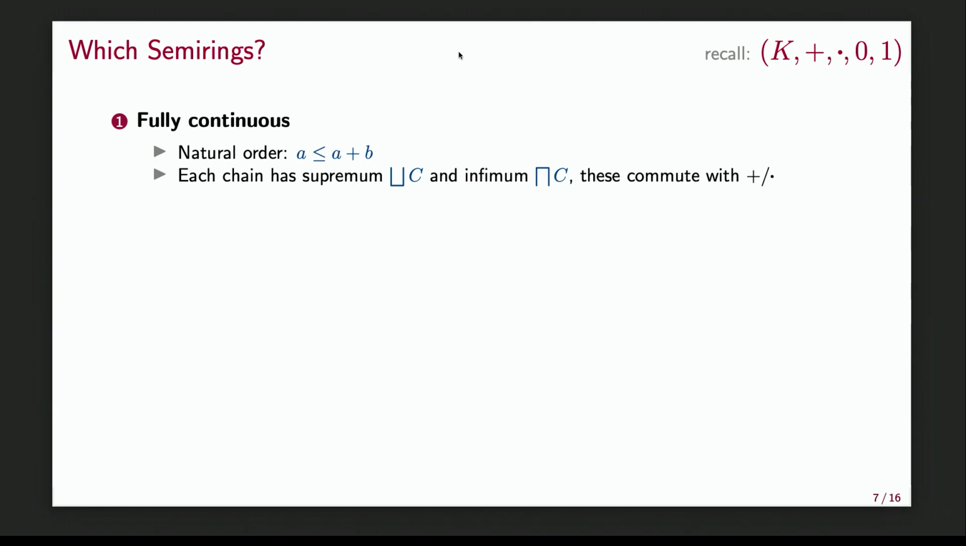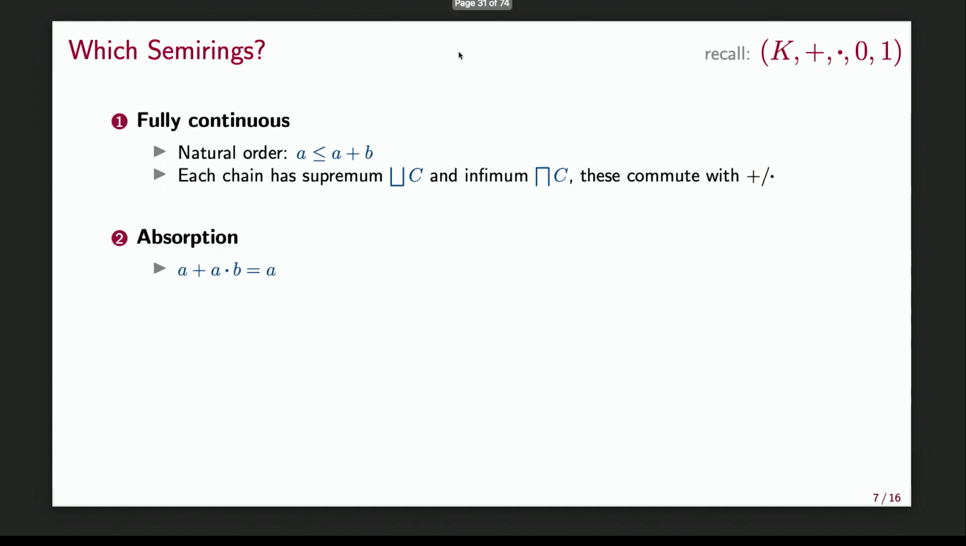We use the natural order to answer your question from the beginning, so defined by addition. And then we require that we have a supremum and an infimum of every chain, because we need both, basically. So this is the technical condition that we need, and you can mostly forget about it. It's not very important for this talk.